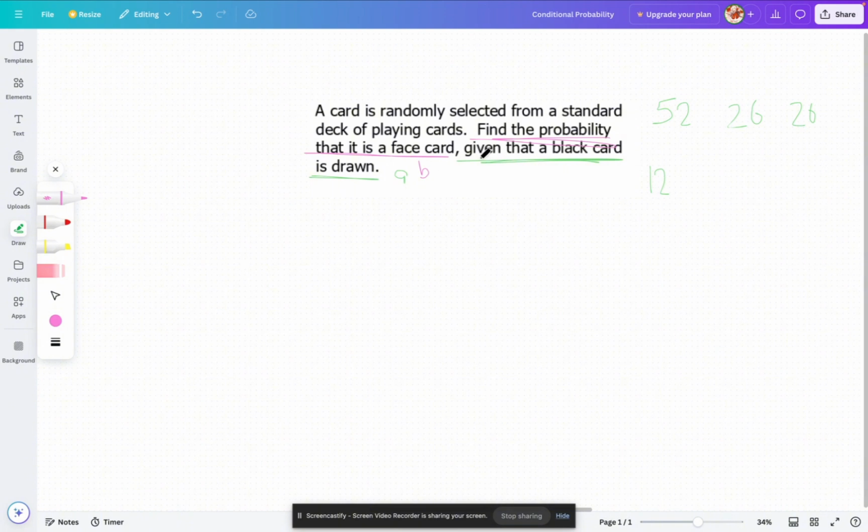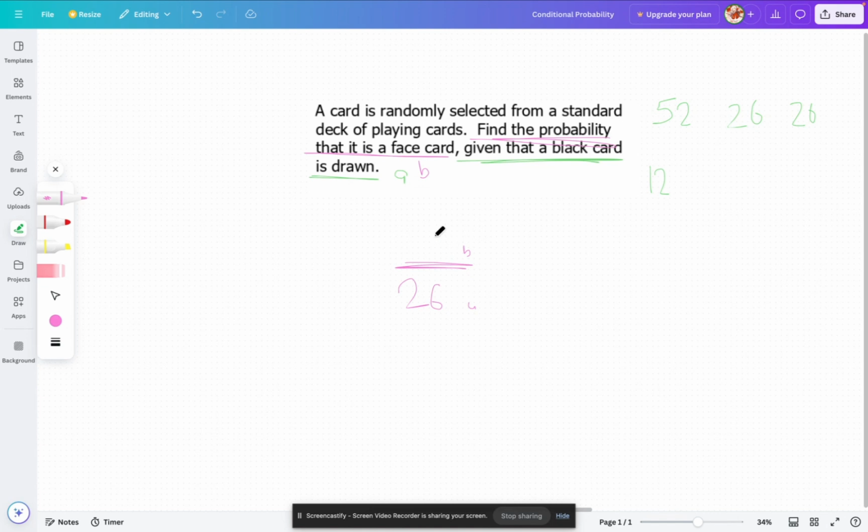So, given that a black card is drawn, we know that there are 26 total black cards. So, obviously, we are limited to only 26 cards since we know for sure it has to be a black card. Now, in order to find our numerator, which is our B, and our denominator, which is our A, for our numerator B, we need to find the probability of it being a face card. Now, you might think that the answer would be 12/26. But that's not correct because remember, you are limited to a black card because we know for sure it is a black card. If the answer were 12/26, you would be violating what you were given.